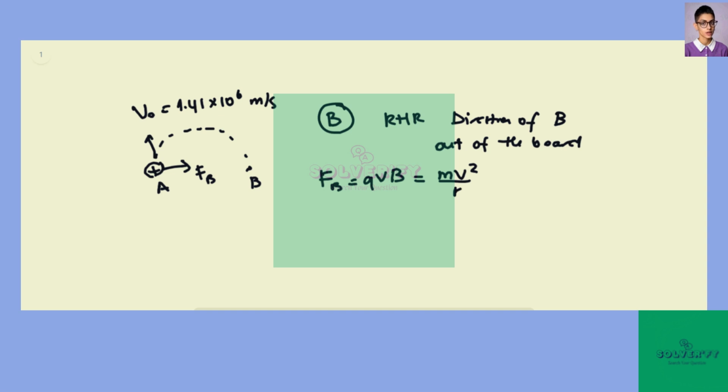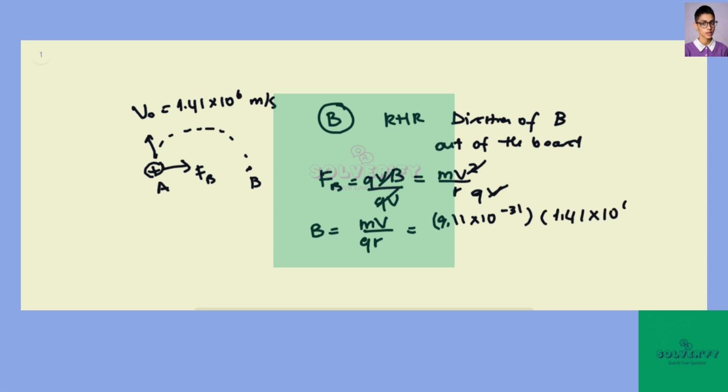So from here, if we want to get the magnitude of the magnetic field, then we divide both sides by qv. These are going to cancel out. You're going to have the magnetic field to be mv over qr. So here, by plugging in numbers, the mass for a proton is 9.11 times 10 to the power of negative 31. Velocity is 1.41 times 10 to the power of 6 over the charge, which is 1.6 times 10 to the power of negative 19, times the radius, which is also given to us.